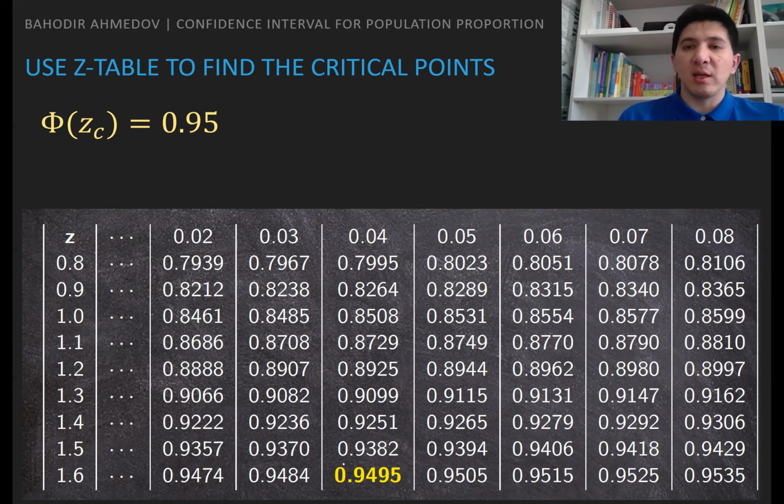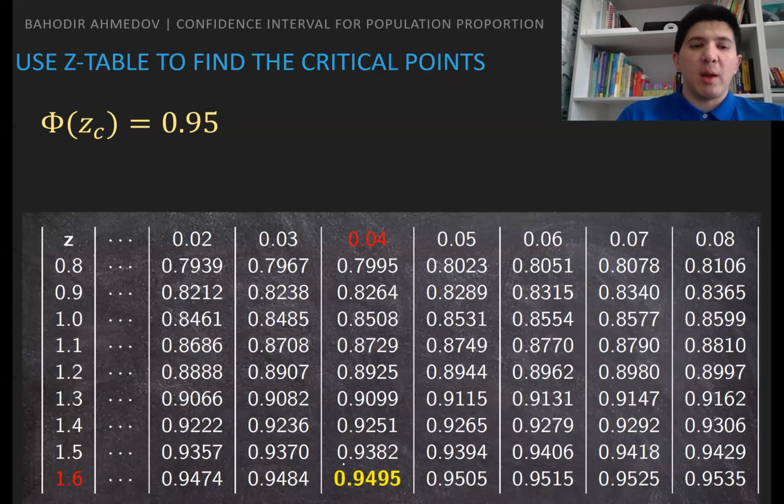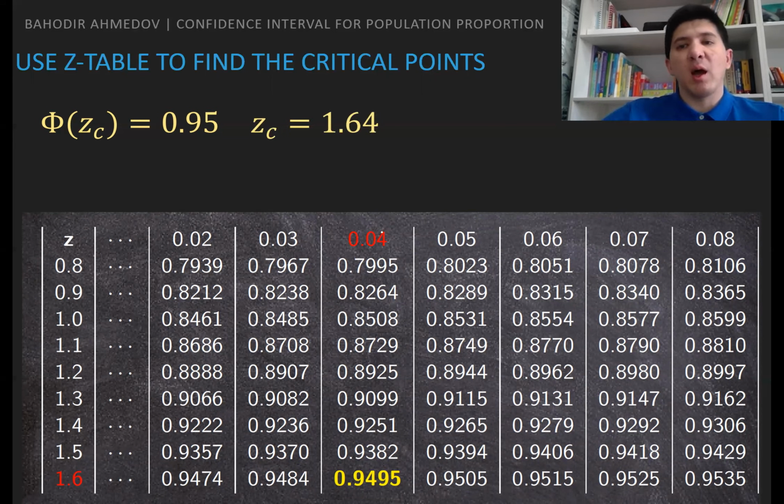So what I have to do is find a critical point. I'm going to find a point from the first row and from the first column. So 1.6 plus 0.04, it means that my critical point is roughly 1.64. It means that the area until 1.64 is going to be roughly 0.95.